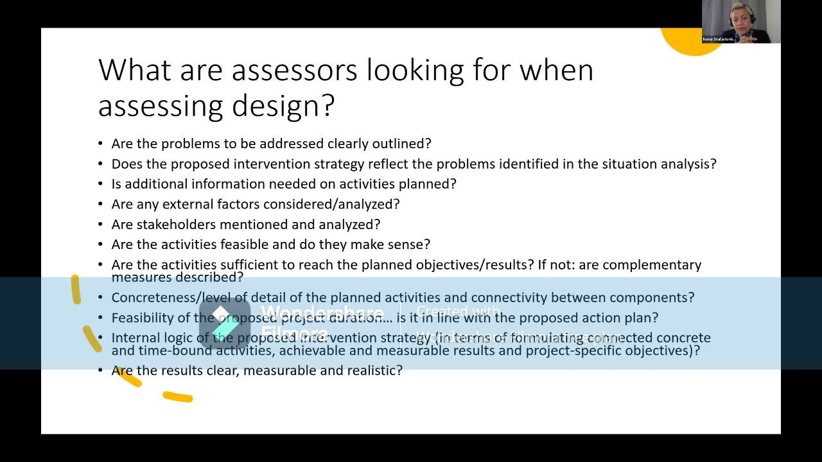Is the internal logic of the proposed intervention strategy in terms of formulating connected, concrete, and time-bound activities achievable and measurable? Are the results and project-specific objectives clear, measurable, and realistic? So these are some additional questions that you might ask yourself in addition to the ones that we already presented and which are available in the Guidelines for Applicants assessment grid.